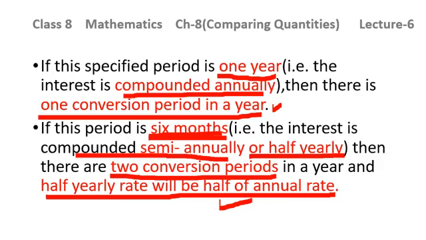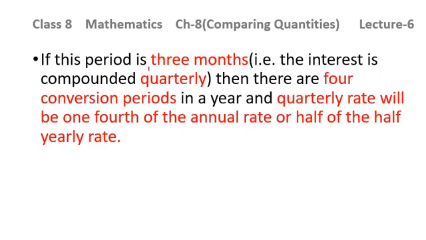For now, just keep in mind, if the specified period is 1 year, then the interest is compounded annually and there is one conversion period in a year. If this period is 6 months, it means I have taken half of the year, that is 12 divided by 2, which gives you 6, that is half yearly. Then there are two conversion periods, 6 months and 6 months, that is total 12 months. So two conversion periods in a year, and half yearly rate will be half of the annual rate. Whatever rate is given to you, you need to take half of that rate. If this period is 3 months, the interest is compounded quarterly.